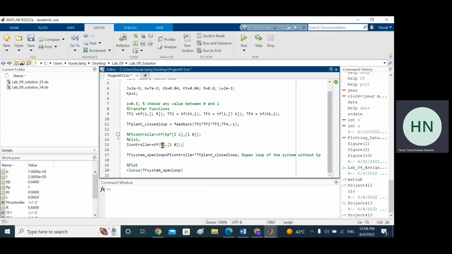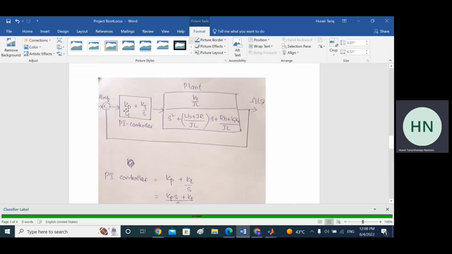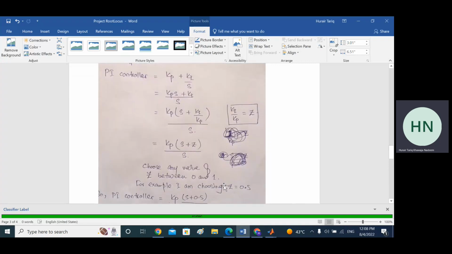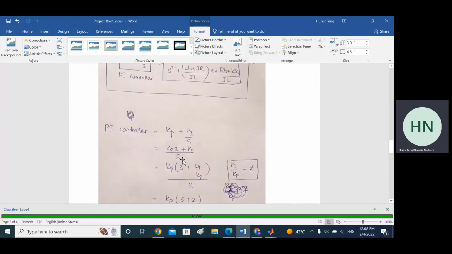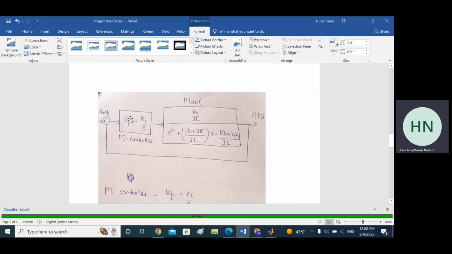So in the I controller, when KP is 0, come back here and use this equation. When KP is 0, what you have is KI over S. Do not use this form, because if I put KP equal to 0, this whole thing is going to become 0, and 0 divided by S is 0. I do not want this whole thing to be 0. So I will use this form, and when KP is 0, I will have KI over S only.